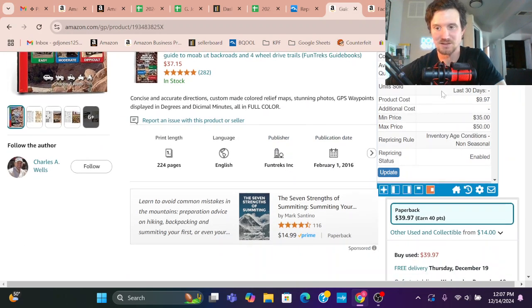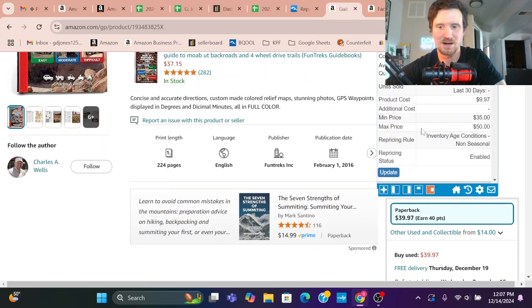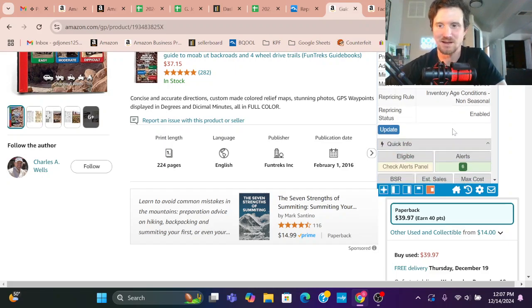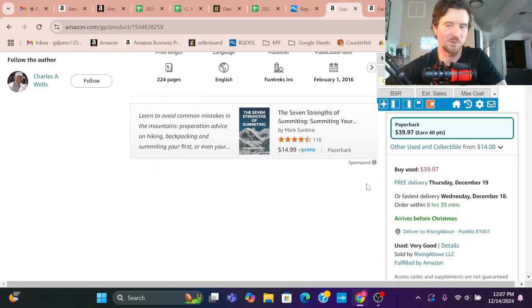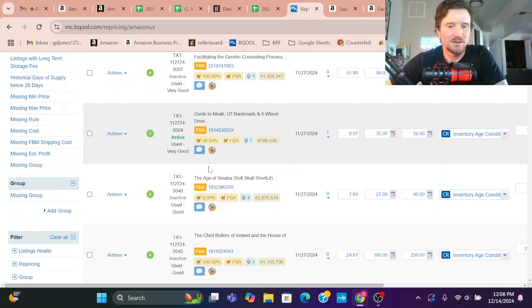But this is a good example of a repricer doing its job. I'm between my min and max price, and that's perfect. That's exactly where I want to be at. So let's go on to the next one.